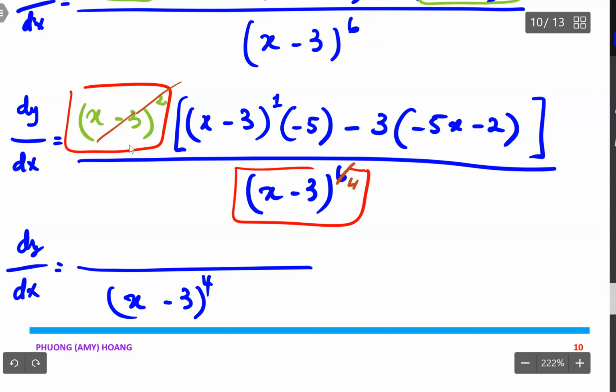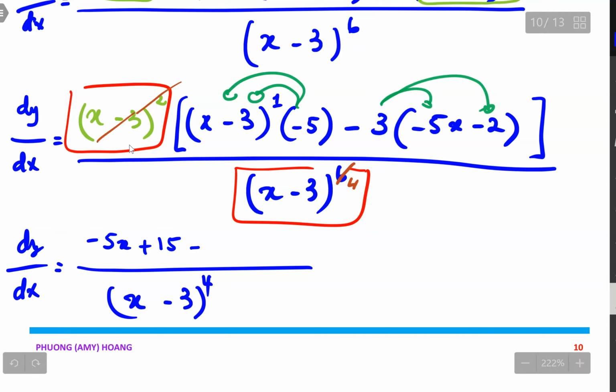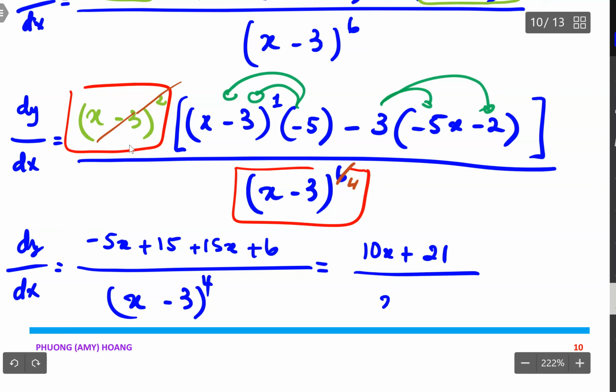Okay, now I'm going to distribute what I have inside this bracket, and then simplify by collecting like terms. So I should have minus 5x plus 15 and plus 15x, and then add the 6. Okay, so then I should have it as 10x plus 21, everything divided by x minus 3 raised to the exponent 4, as the final answer.